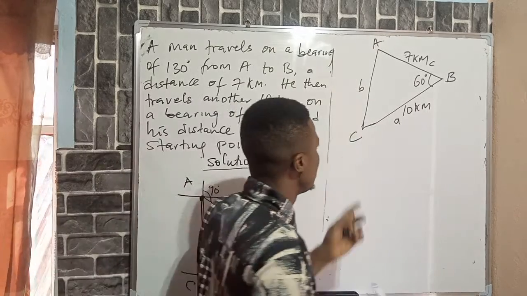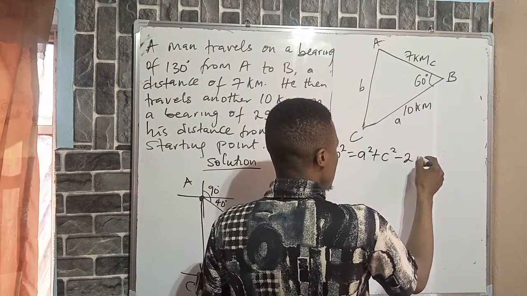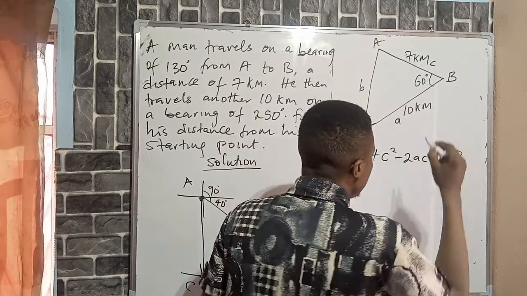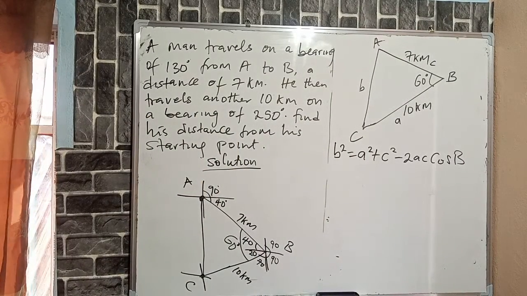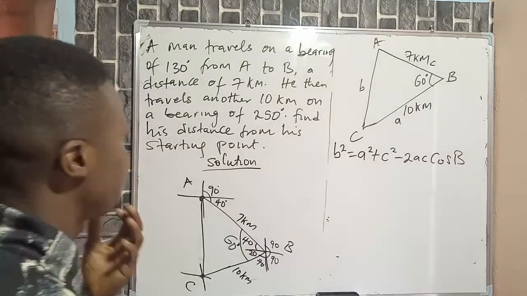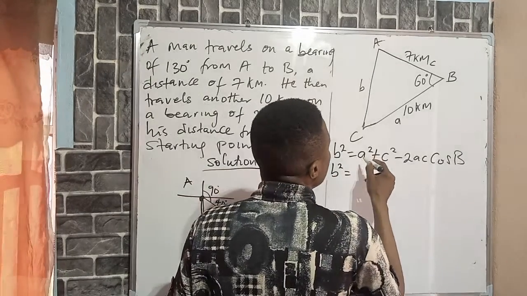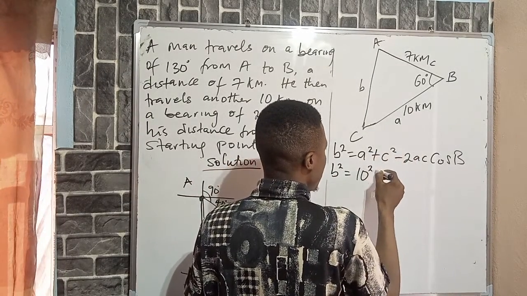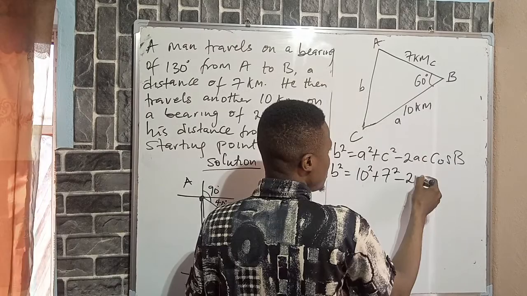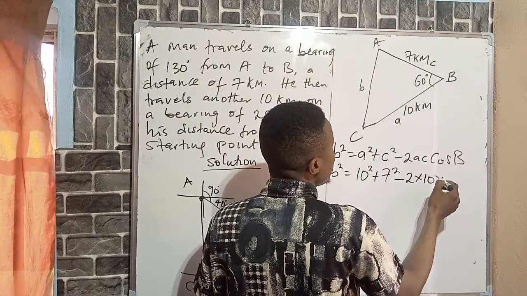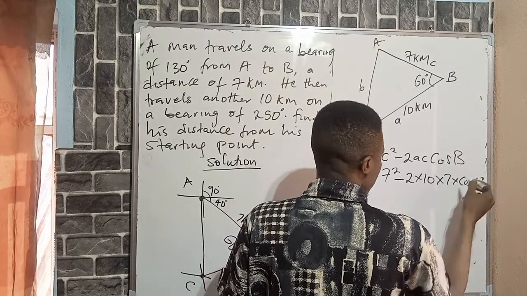And since it is b, use the formula again. b squared is a squared plus c squared minus 2ac cos B. So plug it in and try if you can get the answer correctly. So here, b squared will now be a, a is 10, so you have 10 squared plus c, which is 7 squared, minus 2 times a, a is 10, times c, which is 7, then times cos B, which is 60 degrees.